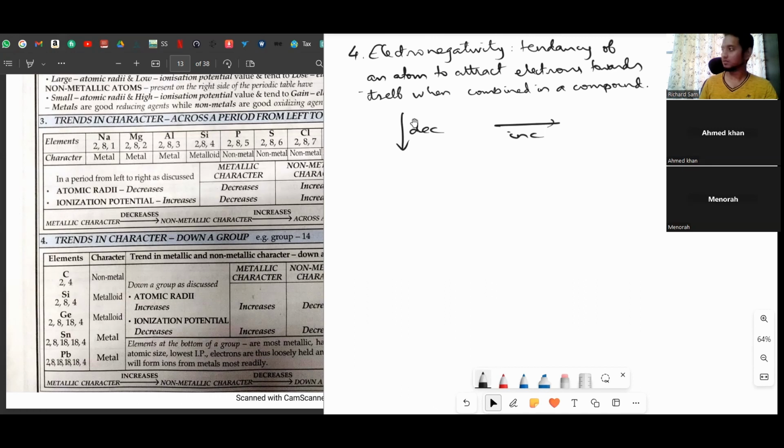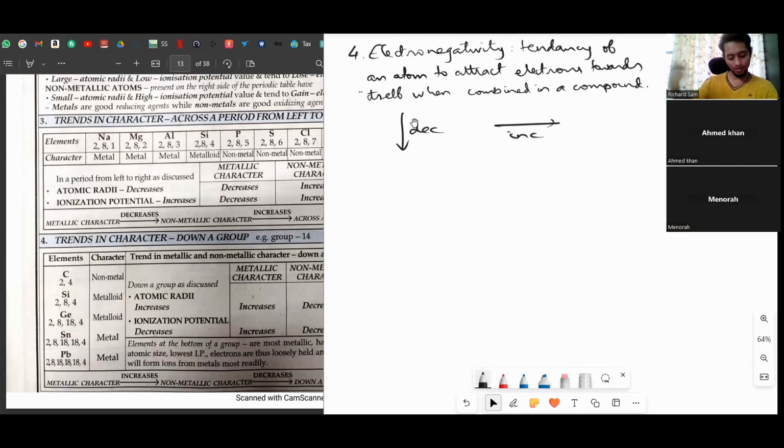Atomic size and metallic character: when you go to the right, both of them decrease. All the others, when you go to the right, increase. All the others means ionization potential, non-metallic character, electron affinity, and electronegativity. Those four are the same.